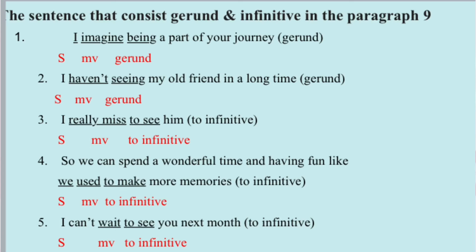The sentence that consists gerund and to infinitive in the paragraph 9. What? I imagine being a part of your journey. The sentence is gerund. I is a subject, imagine is main verb, and being is a gerund. 2. I haven't seen my old friend in a long time. The sentence is gerund. The subject is I. The haven't is main verb. And seeing is gerund.